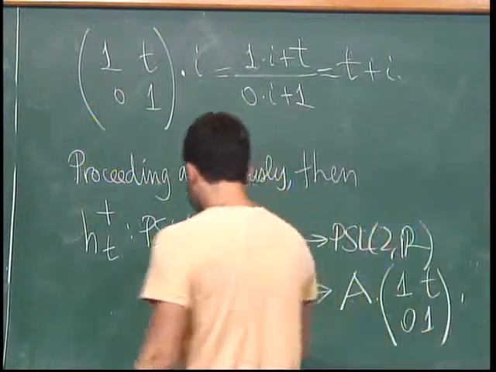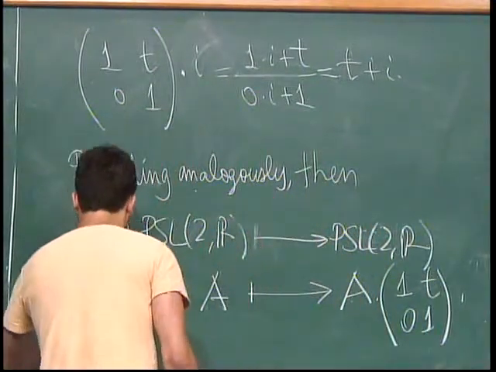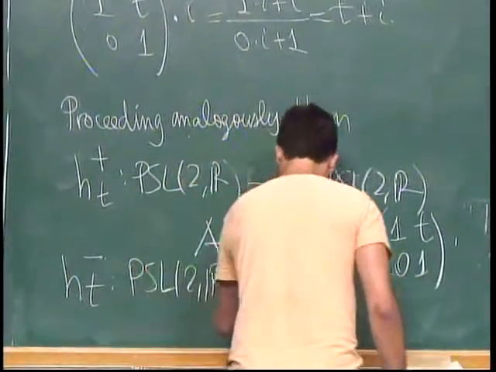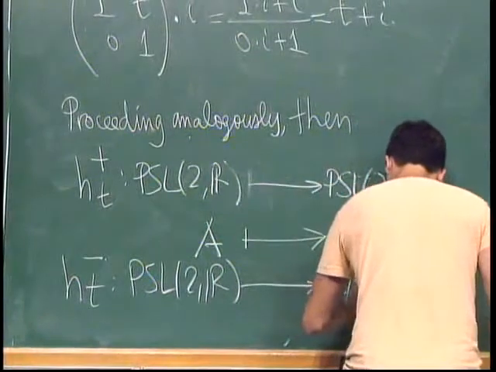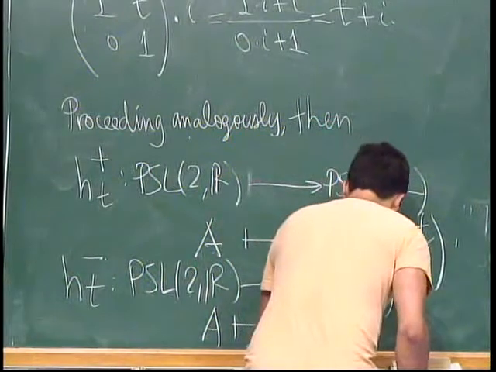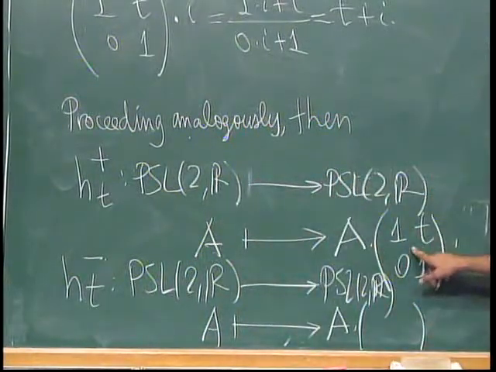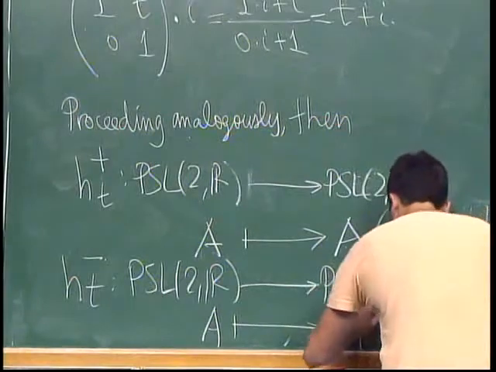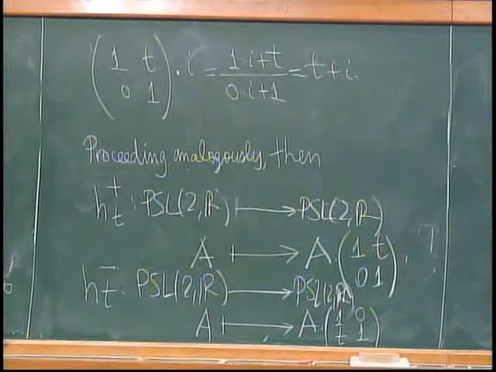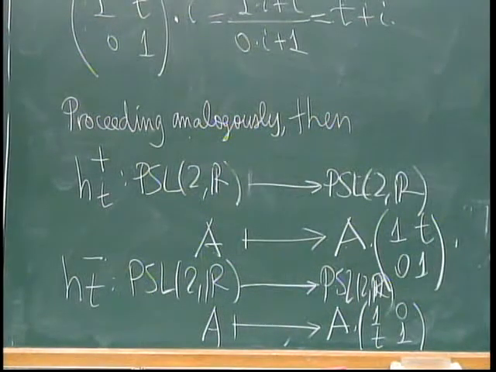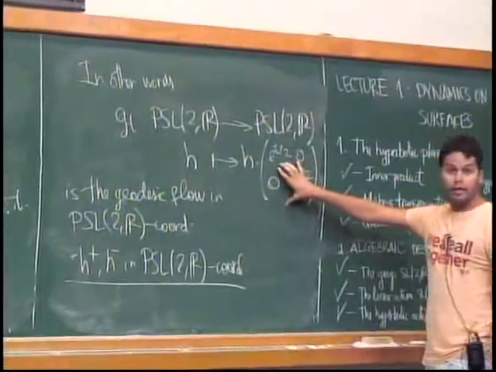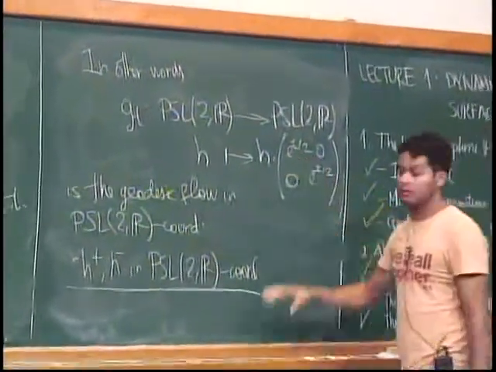If you do the same for the unstable one, you get the matrix and you multiply it on the right, but not by this matrix, but by its transpose. So you get 1, 0, T, 1. Okay? So in PSL2R coordinates, geodesic flow is multiplication on the right by a diagonal matrix, by a hyperbolic matrix.